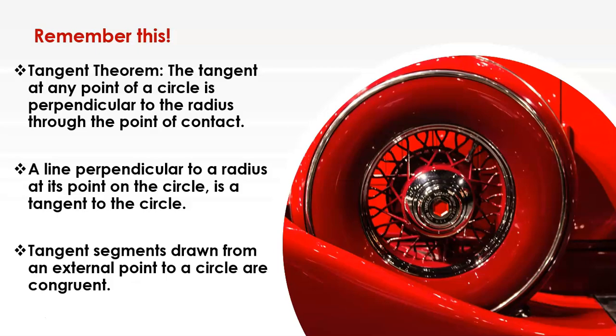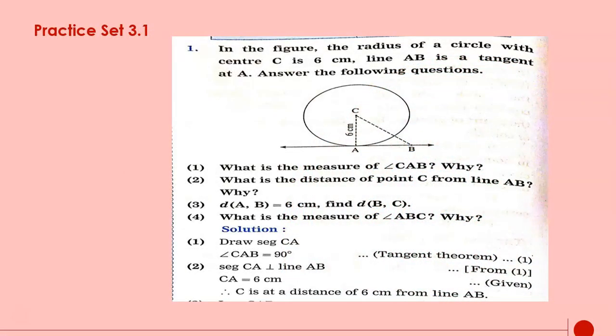Now let us move on to the practice set. Practice set 3.1, question number 1. You have the question and figure for your reference. In the figure, the radius of a circle with center C is 6 centimeters. Line AB is a tangent at A. Now answer the following questions. Question number 1: what is the measure of angle CAB and why? Measure of this angle, CAB, and why.